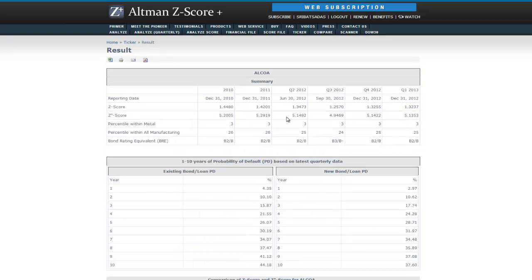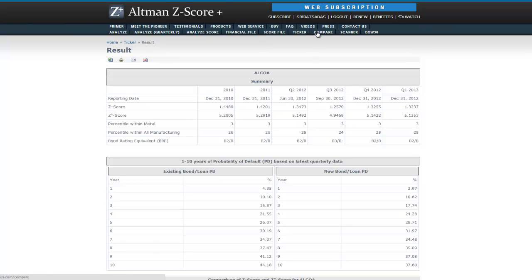So here we see the 3 years of data, so 2010-11 and 3 quarters of 2012 and Q1 2013. You can export the data into a spreadsheet. You can print in a printer-friendly format. You can email to yourself or others as you please, and you can also generate a PDF.